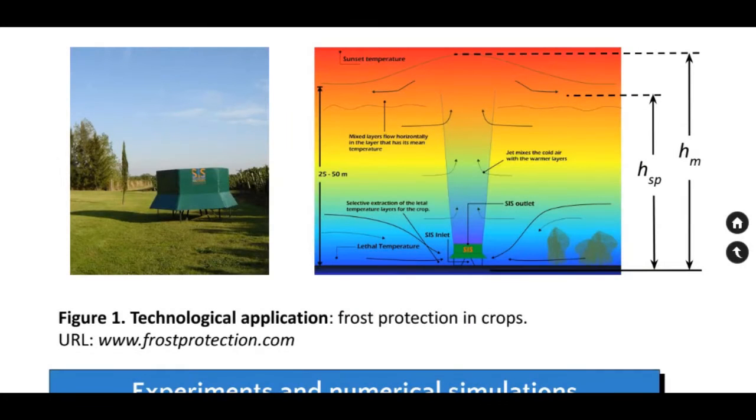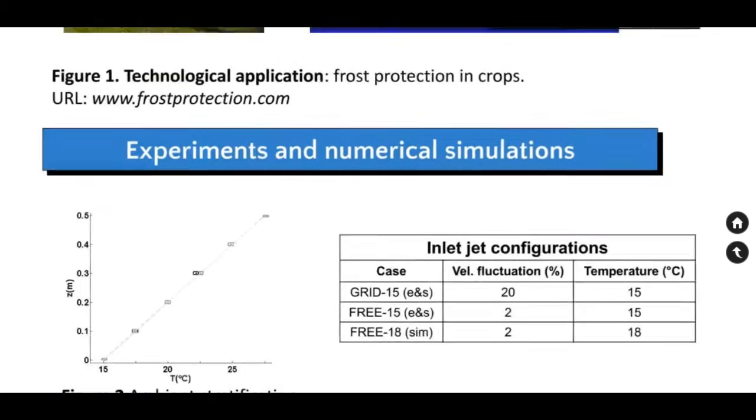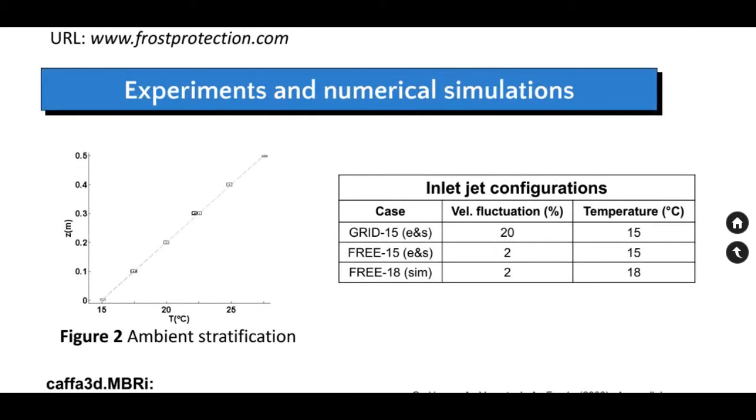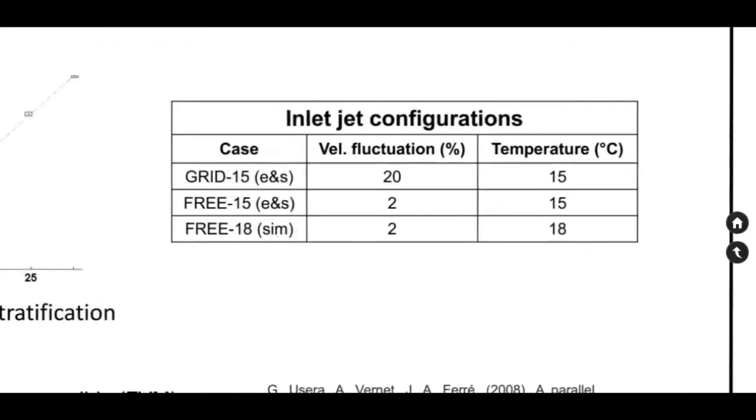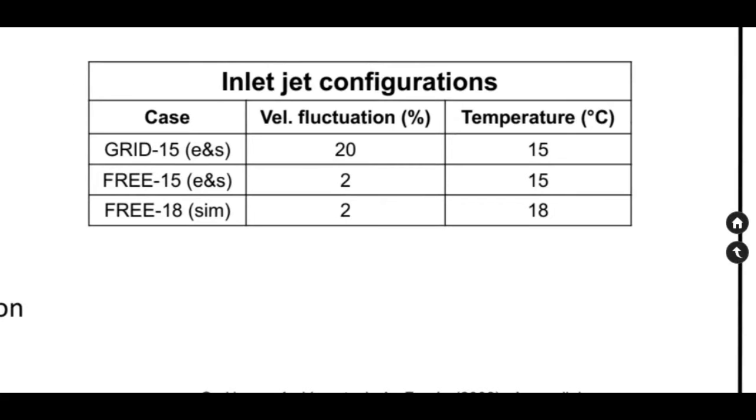In order to contribute to the SIS design, we performed experiments and numerical simulations. In the laboratory, a heavy fluid jet of cold water was injected vertically upwards into a linearly stratified atmosphere, from 15 degrees Celsius to 30 degrees Celsius. We considered three configurations shown in the table, combining jet temperature of 15 and 18 degrees Celsius and jet velocity fluctuations of 2 and 20%. These configurations were named Grid 15, Free 15, and Free 18.